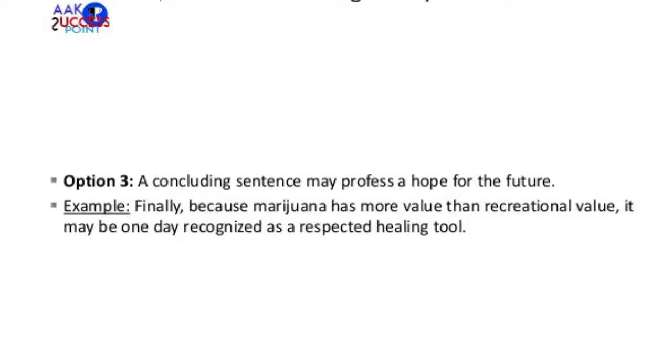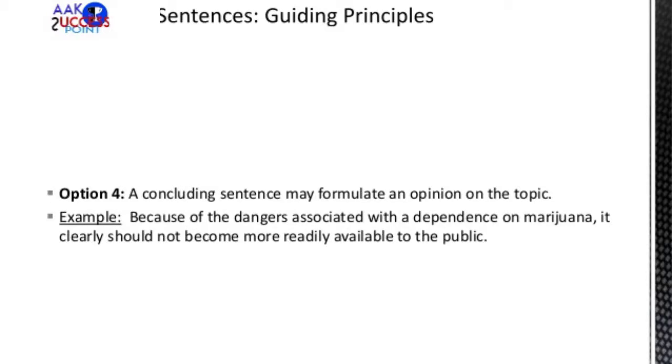Let's look at the next. That's option number 4, how you can conclude your paragraph. Here we formulate an opinion on the topic. There is an opinion here. Because of the dangers associated with a dependence on marijuana, it clearly should not become more readily available to the public.